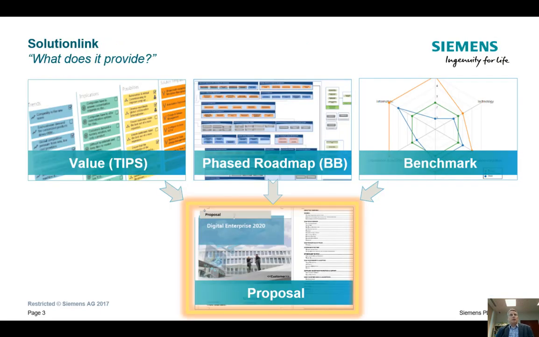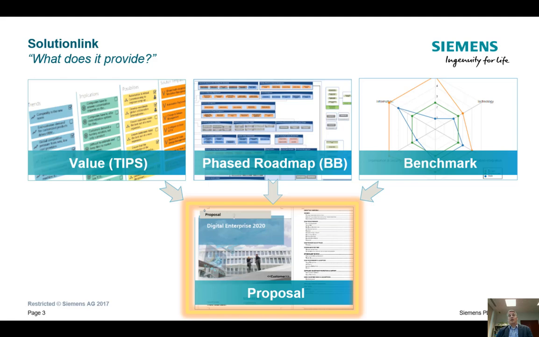What does Solutionlink provide? The first is it helps you define value. We use tips, trends, implications, and possibilities to do that. And after value definition, to be able to tie that to the solution in a phased roadmap. You might have heard of a big block. This is one diagram that is used to express the overall solution architecture or what we're proposing them or guiding them to deploy and in what stages.